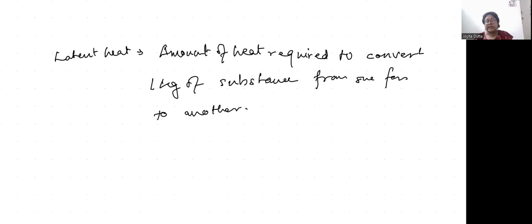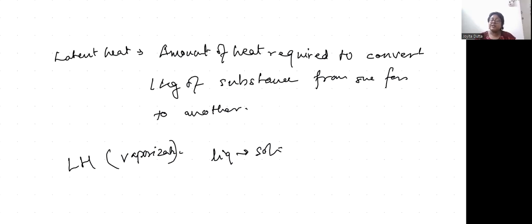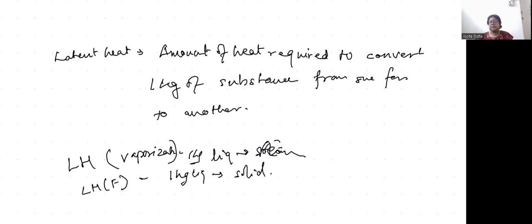If I say latent heat of vaporization, then it is the amount of heat required to convert 1 kg of liquid to steam. Latent heat of freezing would mean how much heat is involved when I convert 1 kg of liquid to the solid form. So this is what latent heat is.